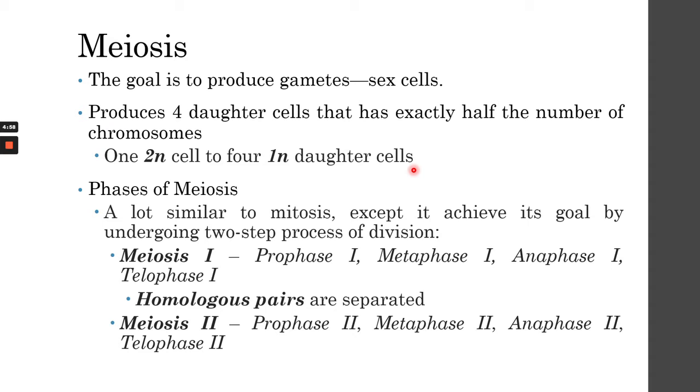In meiosis 2, we have prophase 2, metaphase 2, anaphase 2, and telophase 2. In meiosis 2, we actually separate sister chromatids. In mitosis, when the somatic cells divide, what is being divided are the sister chromatids. But in meiosis 1, we first have to separate the homologous pairs. In meiosis 2, that's when we separate the sister chromatids.